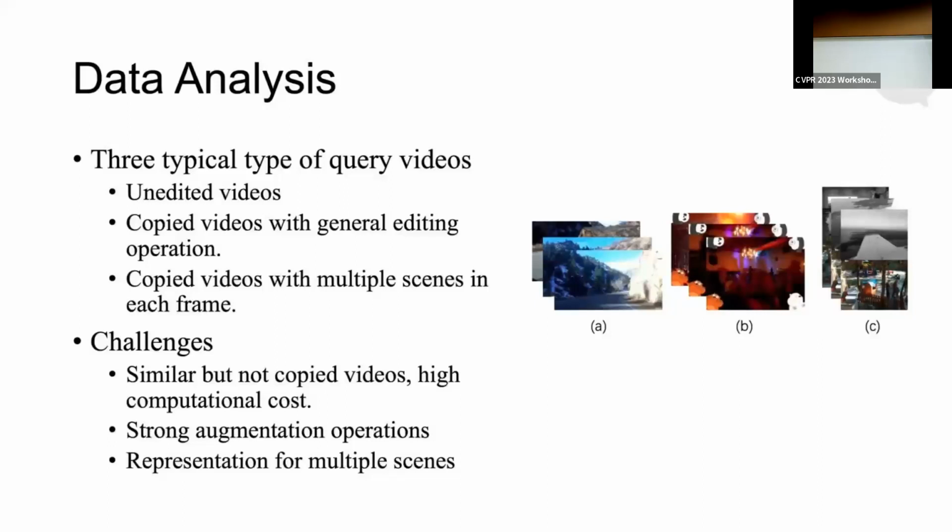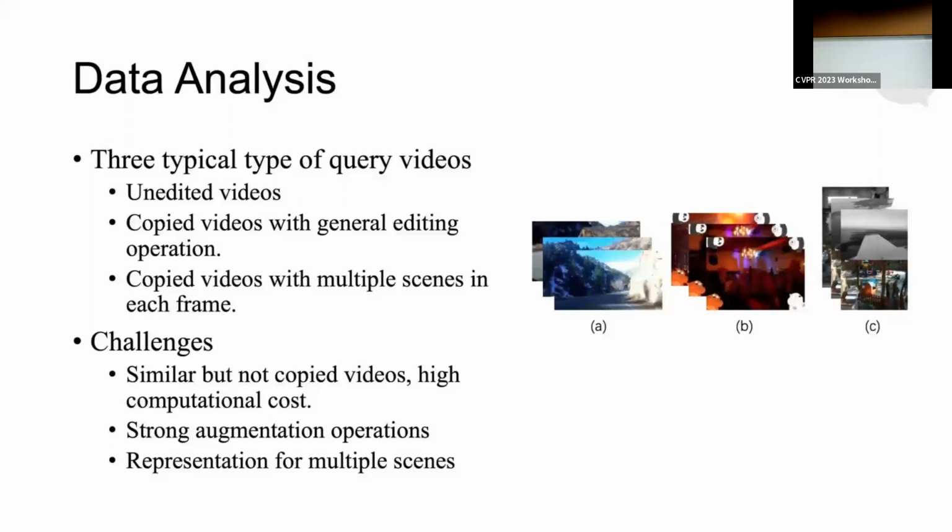The 3 typical types of videos are as follows: unedited videos, copied videos with general editing operations, and copied videos with multiple scenes in each frame. Unedited videos refer to query videos that have not undergone any editing operations. These videos are not copied, but they may retrieve very similar videos from the reference set, leading to false matches. Addressing this scenario is challenging, particularly from a feature extraction perspective.